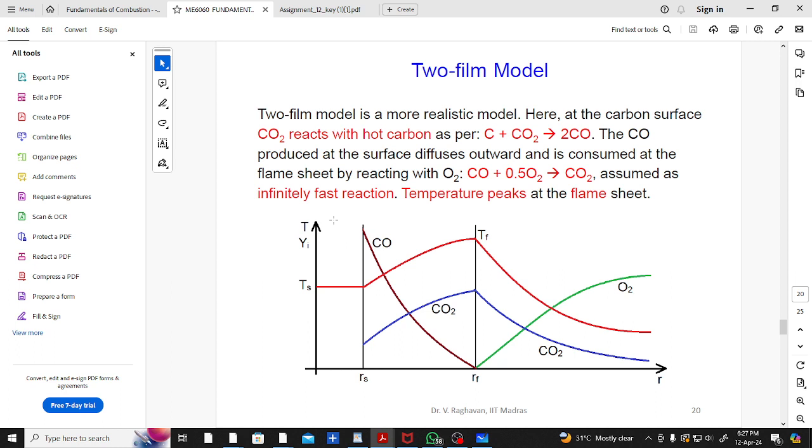Okay, so this is the reaction that takes place at the surface of the carbon particle. Carbon plus CO2 gives 2CO. So guys, can you tell me, is this the oxidation reaction or the reduction reaction?